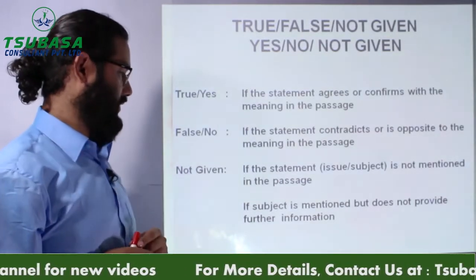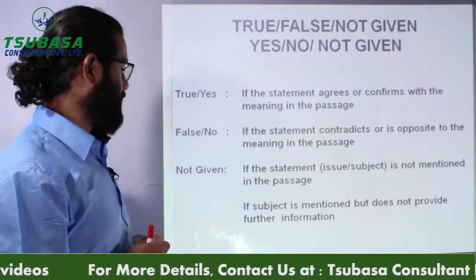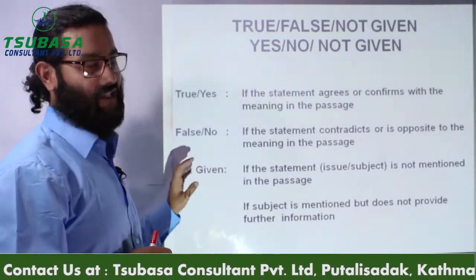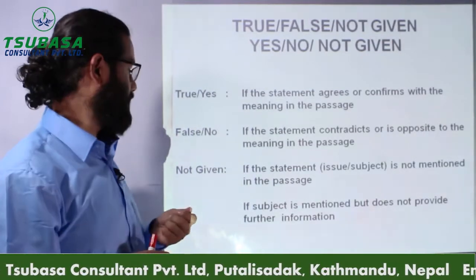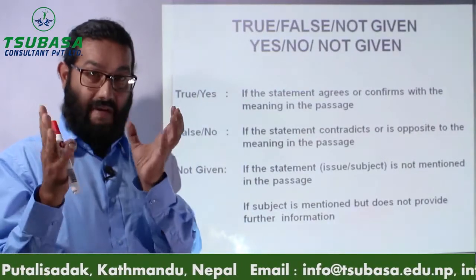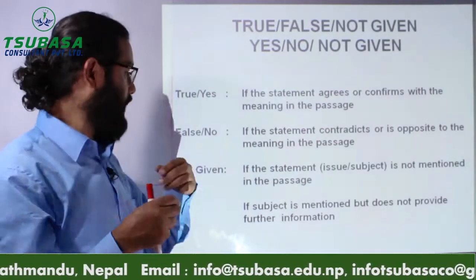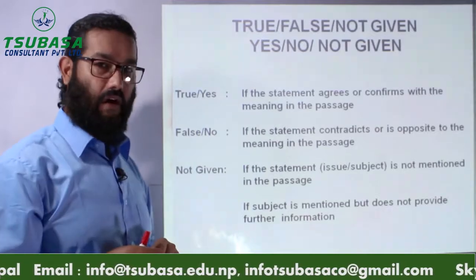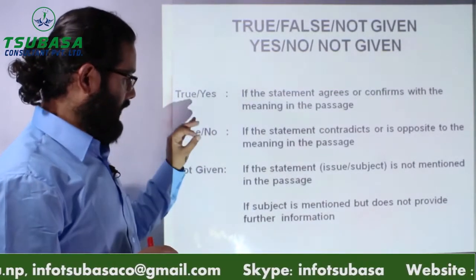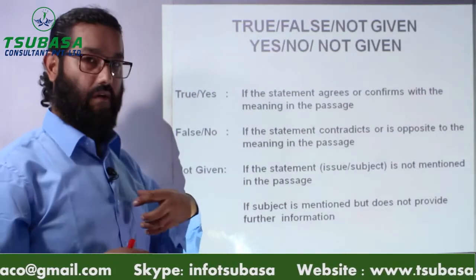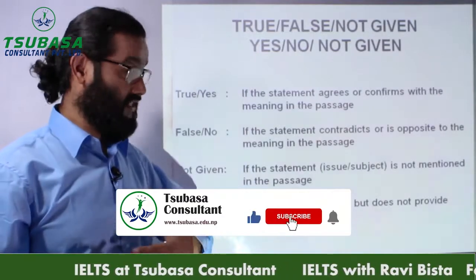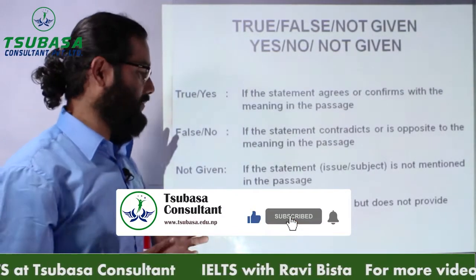And not given. Most of the time, you're confused with false and not given. So what is the thin line difference between false and not given? Now, if the idea is unmatchable, if the idea is opposite, then you go with false. But in not given, let's understand two underlying causes. If the statement, I mean the issue presented in the text or the subject matter, is not mentioned in the passage.